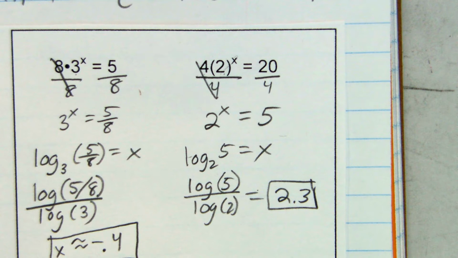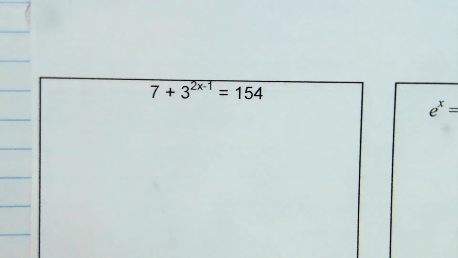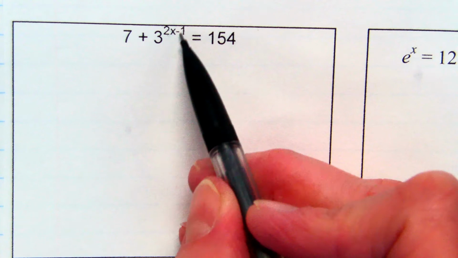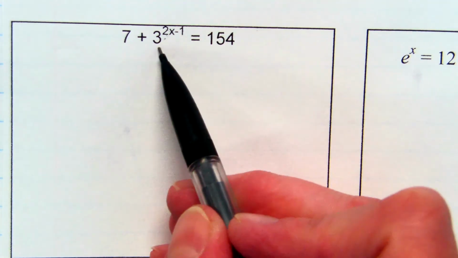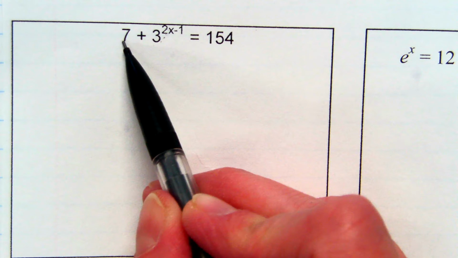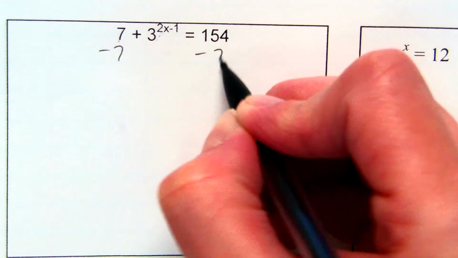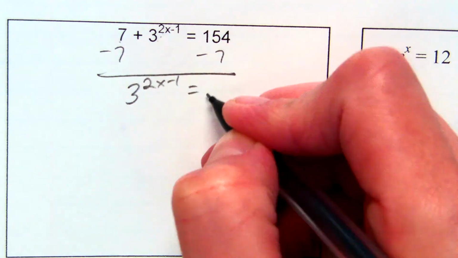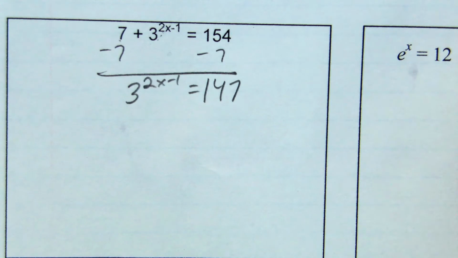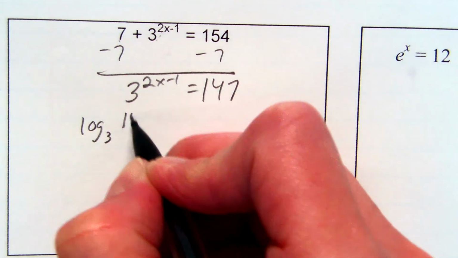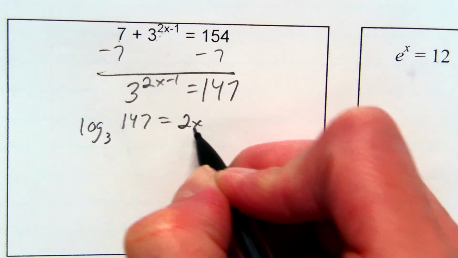All right, so we have one more that's kind of like this, but slightly different. You may have to rearrange equations to get the part with the power by itself. Sometimes there are extra steps in the power, like this one. The first thing you want to do is get the part with the power by itself. So how do I get rid of this 7? You would subtract it. Good job. So then we get 3 to the 2x minus 1 equals 147. So then when we set up our log, I'd have log base 3 of 147 equals 2x minus 1.